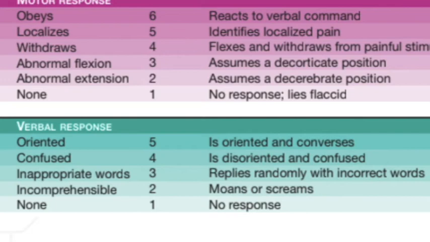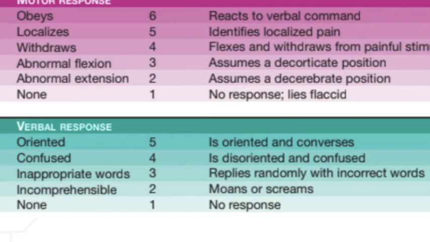Next, we have the verbal response. This initially involves trying to engage the patient in conversation and assess if they are oriented. If the patient is able to answer your questions appropriately, the assessment of verbal response would be complete with a score of 5 points. If the patient is able to reply but their responses don't seem quite right, this would be classified as confused conversation and they would be scored 4 points.